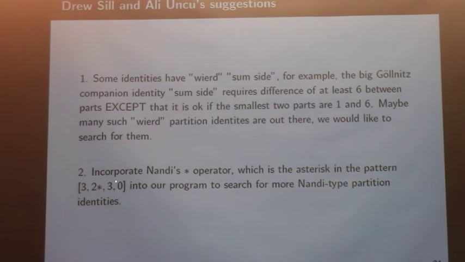And the second one, incorporate Nandy's asterisk operator, which is the asterisk in the pattern 3, 2 asterisk, 3, 0, into your program to search for more Nandy-type partition identities. So this means we allow any number of 2s. Maybe our global pattern could be 3 3 0, 3 2 3 0.